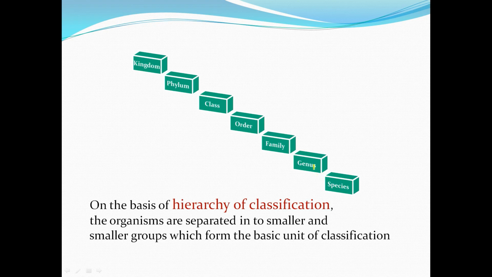So genus, next stage is genus. It is a group of closely related species. For example, the Indian wolf and the Indian jackal are placed in the same genus called Canis. The next is family. A group of genera with several common characteristic features form a family. For example, leopard, tiger, cat share some common characteristics and belong to the larger cat family Felidae.